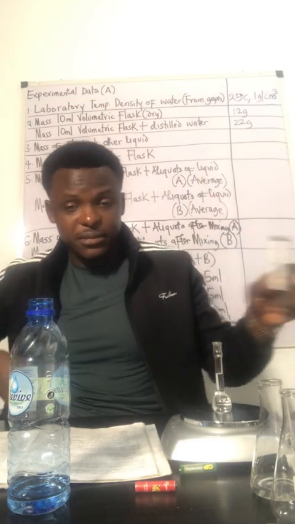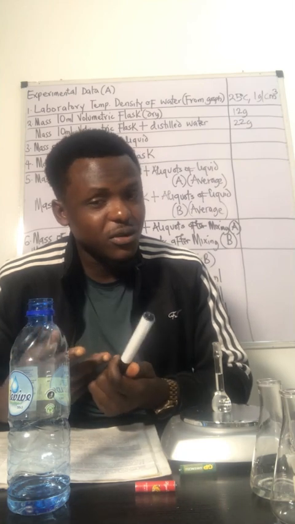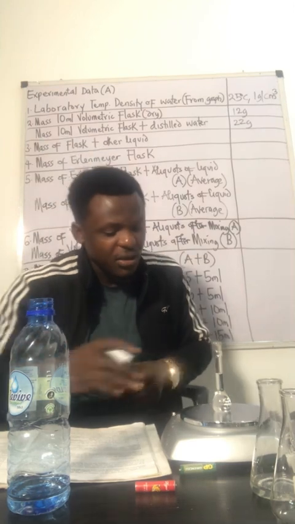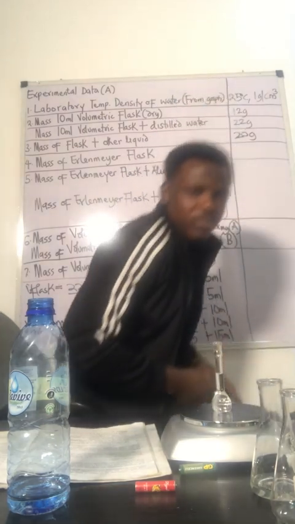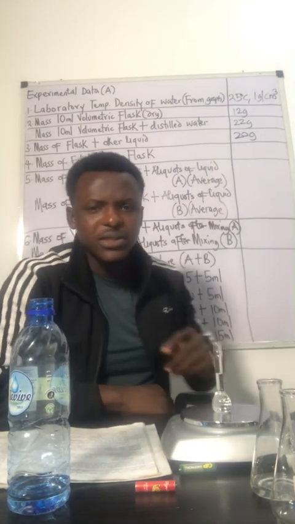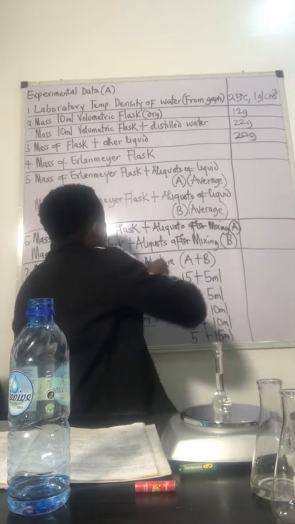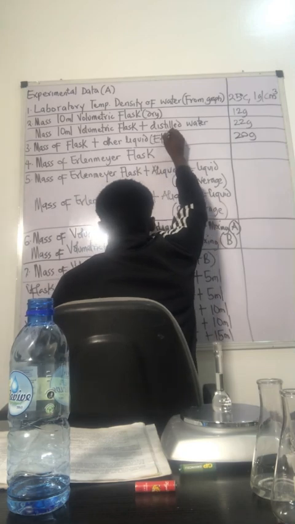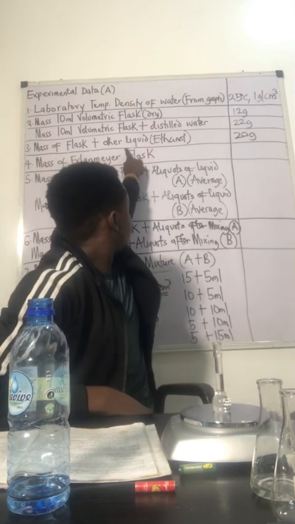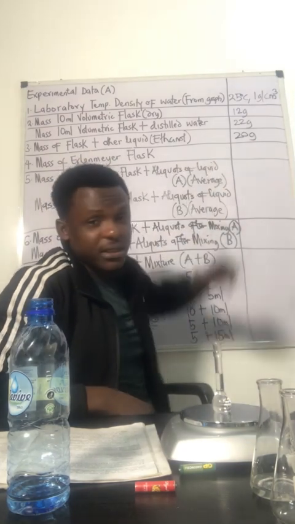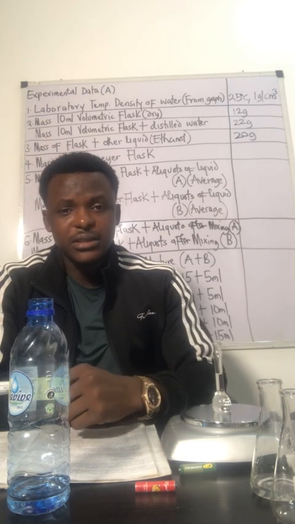We are getting 20 grams, expectedly, because water is of higher density than ethanol, so the mass of ethanol of course should be lesser, because density is proportional to mass. So here is 20 grams. The mass of flask plus other liquid, which is ethanol, is 20. So of course, from density equals mass over volume, you can solve for the density of ethanol.